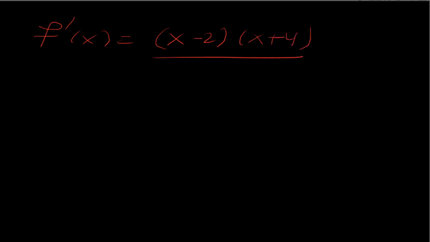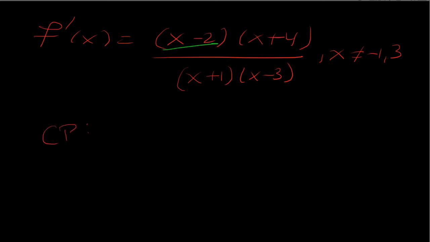Let's look at the next example. We have the derivative is (x minus 2) times (x plus 4) over (x plus 1) times (x minus 3). x cannot be negative 1 or 3. So for the critical points, we're setting each factor equal to 0, and we get 2, negative 4, negative 1, and 3.